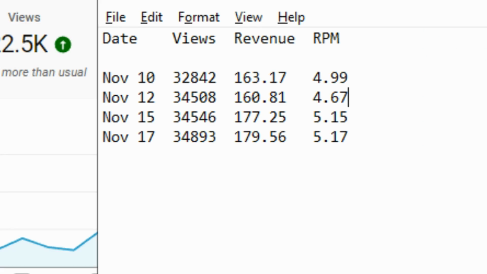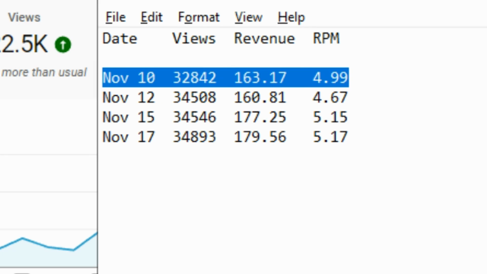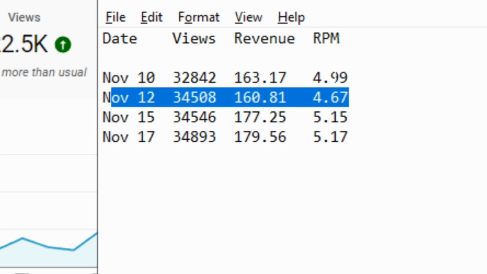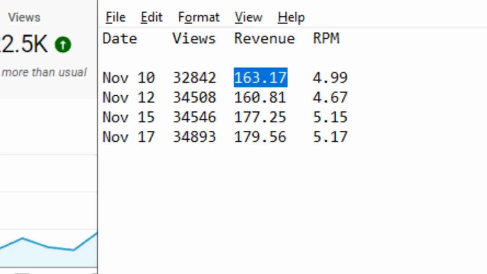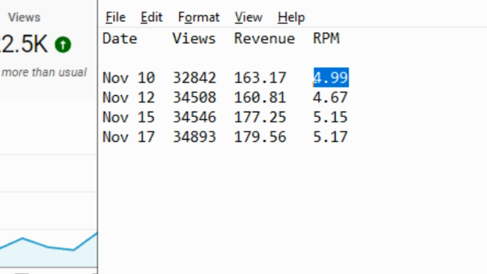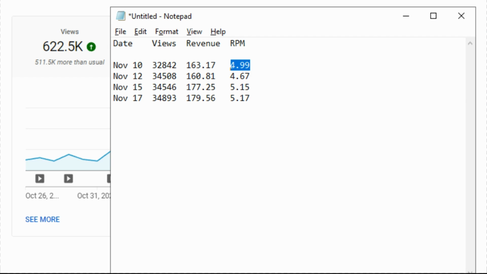You can see right here, November 10th had less views than November 12th, but it actually brought in more money because the RPM was just a little bit higher. And that's the difference that RPM can make. Now, these RPMs are all pretty close together. High $4, low $5, and yet it can still make a difference. In fact, let me show you one other one.